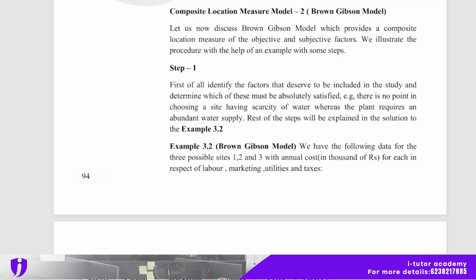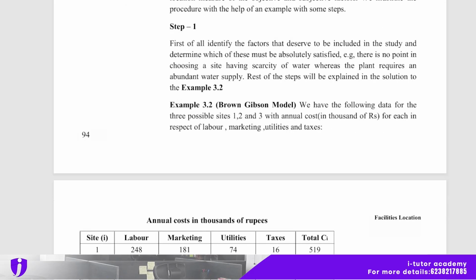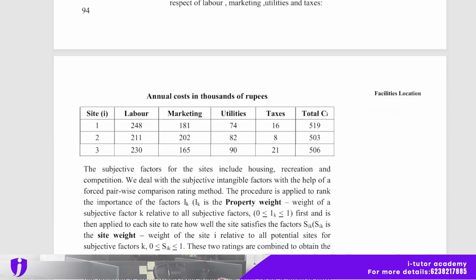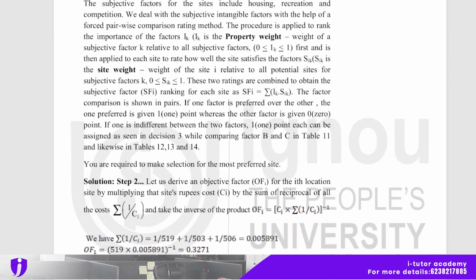So let us now discuss the Brown Gibson model, which provides a composite location measure of the objective and subjective factors. We illustrate the procedure with the help of an example with some steps. So step 1 is here. First of all, identify the factors that deserve to be included in the study and determine which of these must be absolutely satisfied. For example, there is no point in choosing a site having scarcity of water when the plant requires an abundant water supply. So Example 3.2 is here, and please try to analyze that example.